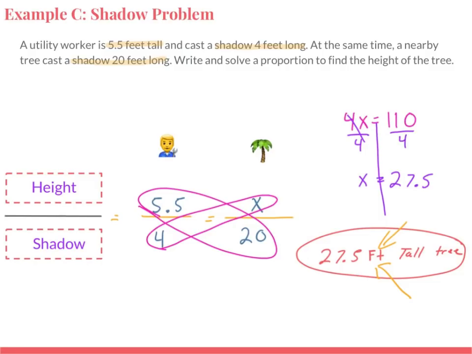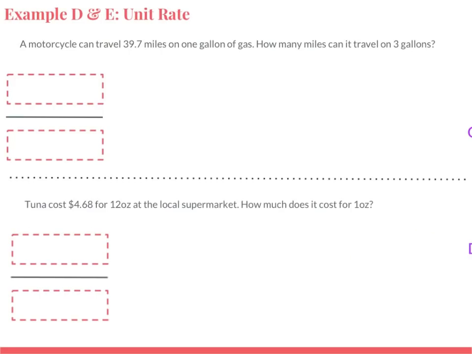Now let's take a look at example D and E, where we'll be talking about unit rate. So here we are talking about unit rate, and unit rate is just stating how much it is for one of something. So if you're talking about buying 12 rolls of toilet paper, a unit rate would be how much does it cost for just one roll of toilet paper. So now we're going to look at a couple of examples of figuring that out.